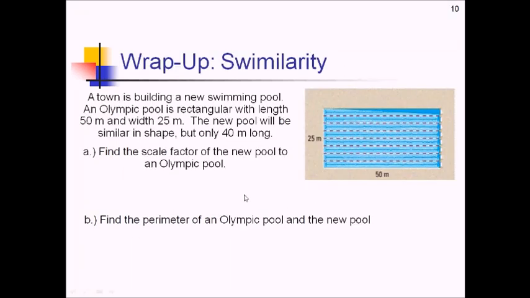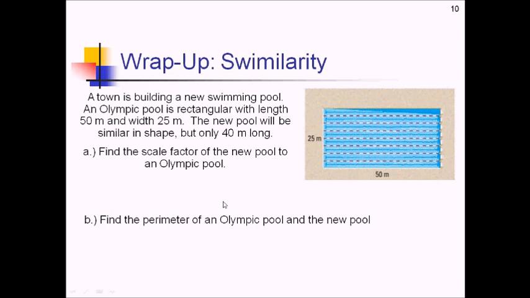For the wrap-up, here's a problem for you to try on your own. Let's say a town is building a new swimming pool. An Olympic swimming pool is rectangular with a length of 50 meters and width of 25 meters. This new pool the town is building will have a similar shape, but only be 40 meters long. Pause the video and see if you can find the scale factor of the new pool to the Olympic pool. Then, find the perimeter of the Olympic pool and the new pool.